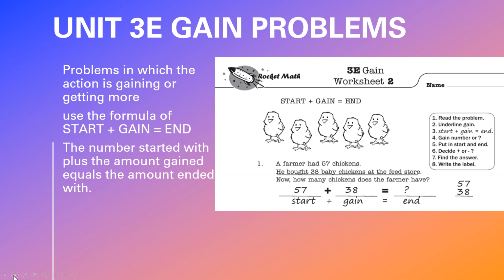In step 2, students underline the sentence that tells about gaining or getting more of something. Then students fill in under the blanks with start plus gain equals end. They put the amount gained over gain, or if the problem asks for the amount gained, they put the question mark above. Then, above the start and end blanks, they either put the known number or the question mark. Once the problem is understood and correctly laid out, the final steps are always the same.